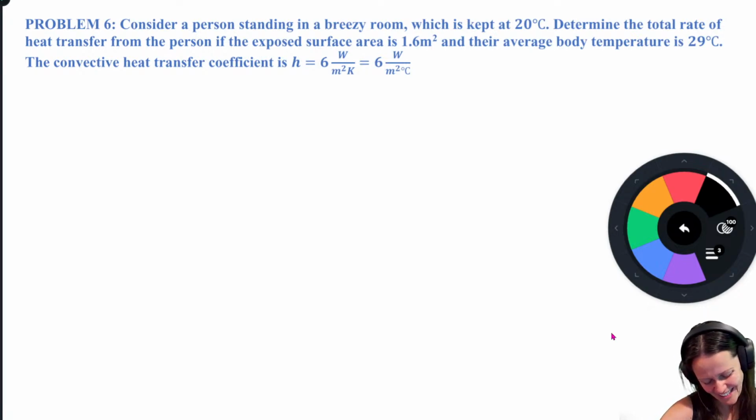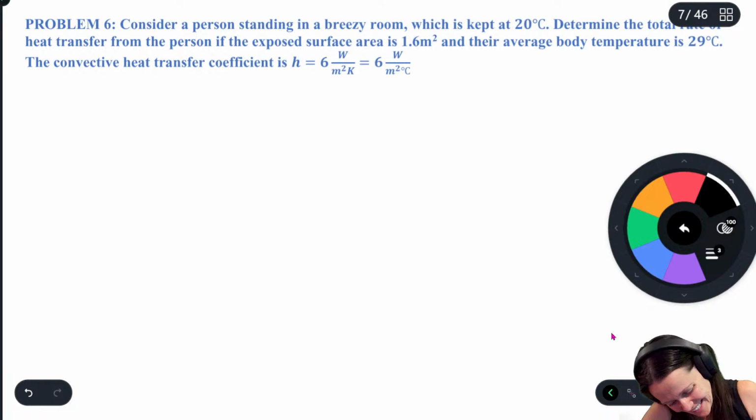All right, so consider a person standing in a breezy room, which is kept at 20 degrees Celsius. Determine the total rate of heat transfer from a person if the exposed surface area is 1.6 meters squared. All right. So let's see.